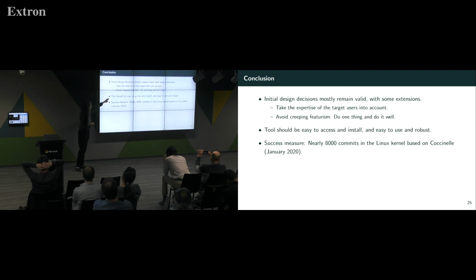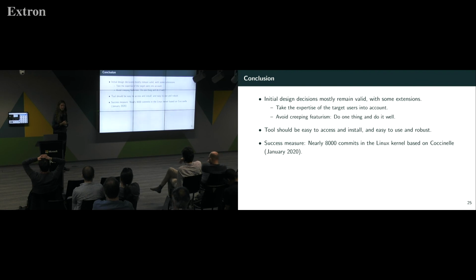Something we've really emphasized is that the tool should be easy to access, easy to install, easy to use, and robust. As I mentioned, we use OCaml. It's not the Linux kernel developer's favorite language, but we try to hide the dependence on OCaml. You should be able to just download the system, run make, and everything will be OK, at least on a Linux system. But I think it works on Mac and Windows as well.